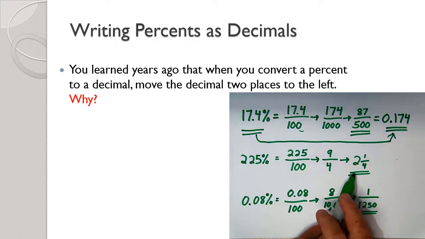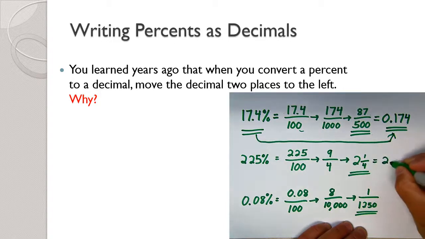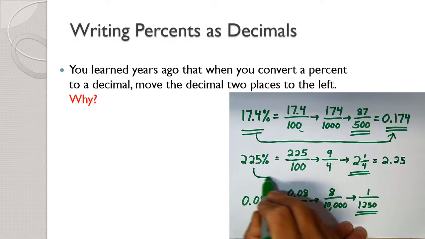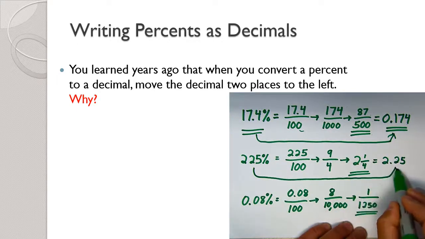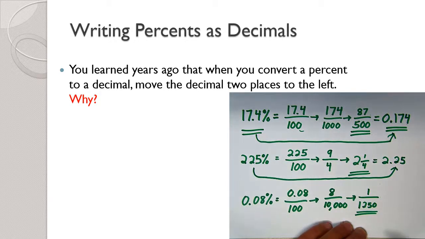We can do that in our second one too, 2 1/4. You don't need a calculator to know that that is 2.25, but 2.25 is exactly what we had if we would have taken 225% and moved the decimal, which is on the right edge of the number, 2 places to the left. That would have given us the decimal equivalent.